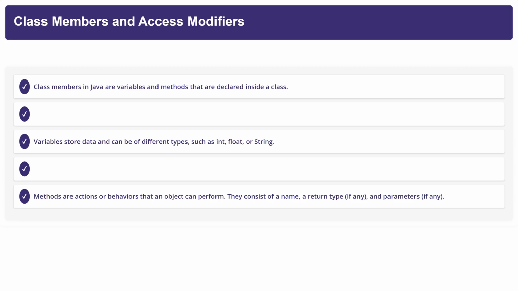In Java, class members are variables and methods that are declared inside a class. Variables are used to store data of different types, like integers, floating point numbers, or strings. Methods, on the other hand, define actions or behaviors that an object can perform. They have a name, a return type, if any, and parameters, if any.